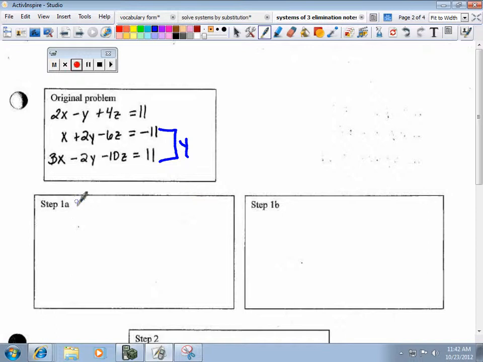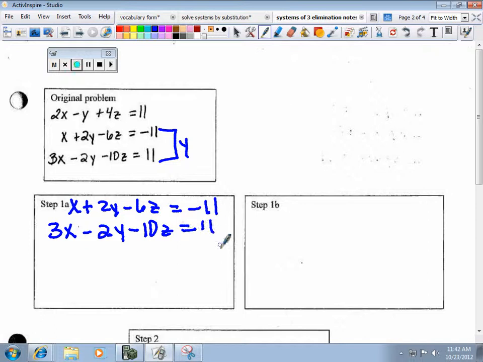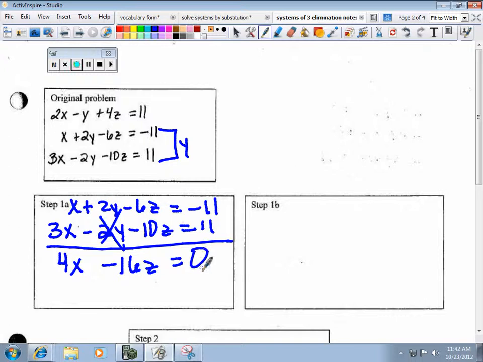So in step 1a, I'm going to rewrite my equation. x plus 2y minus 6z equals negative 11, and 3x minus 2y minus 10z equals positive 11. Draw a line and combine. 4x, the y's go away, minus 16z equals, these cancel, so I have to put a 0. Okay, go back to your original.